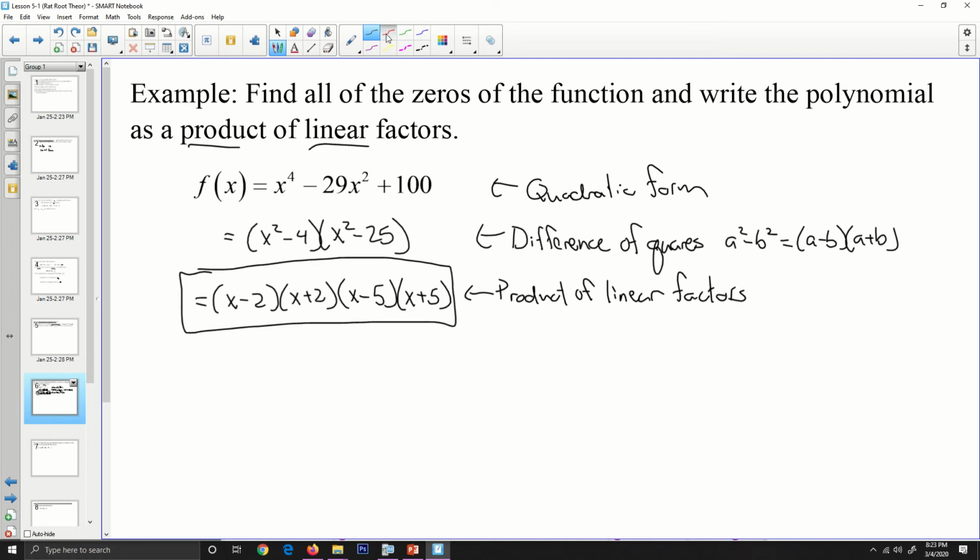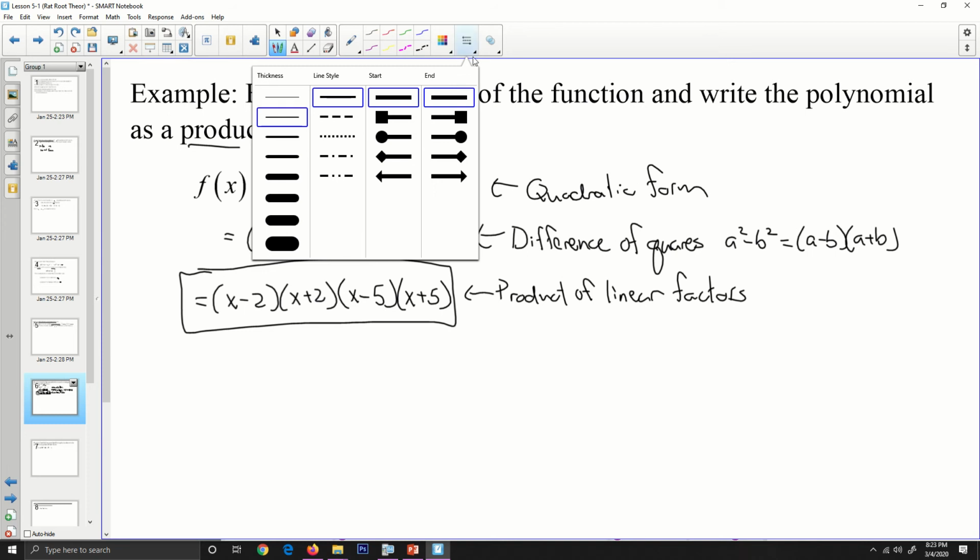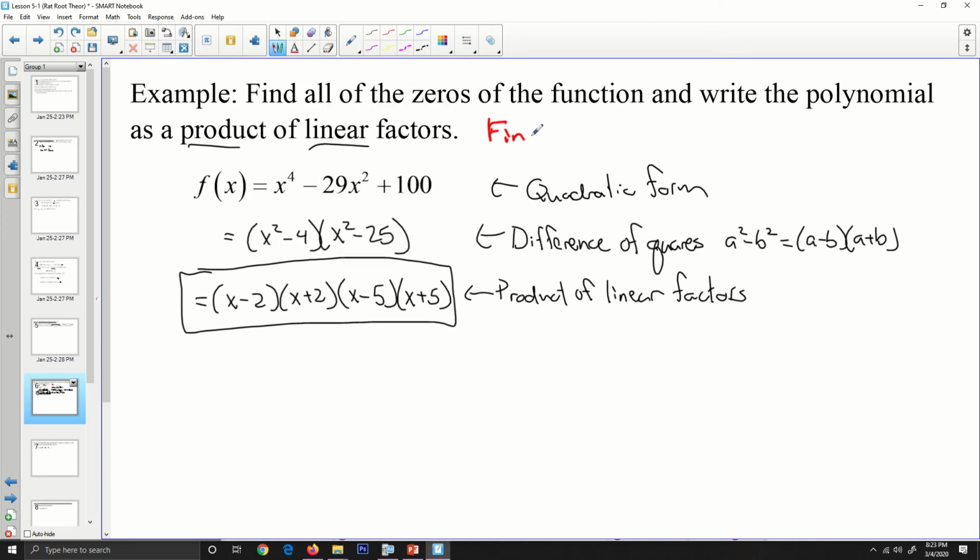Now, what happens if the question was find all the zeros? All right, so if I was asked to find all the zeros, I'm going to do all of this. I'm going to say, hey, that's quadratic form. I'm going to see difference of squares. I'm going to get down to a product of linear factors. I want to find all the zeros. Those are going to be the values of x that make each of these factors equal to 0. So my zeros are going to be x equals 2, negative 2, 5, and negative 5.